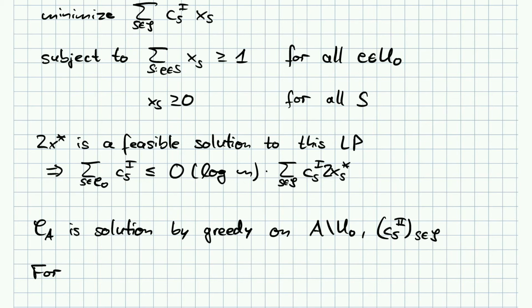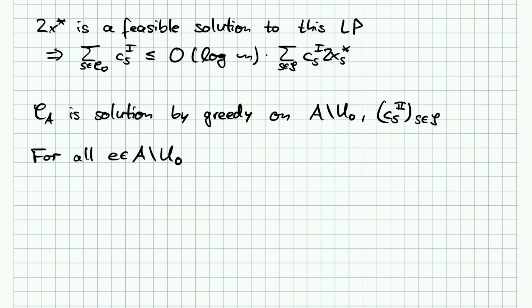And what's now the matter? Let's consider such an element in A take away U0. What do we have for that? We'll have that the x_S star plus the y_SA star will have to sum up to at least 1, because we have a feasible LP solution. But what do we know about this here? Well, this is not in U0. So e is in A take away U0.